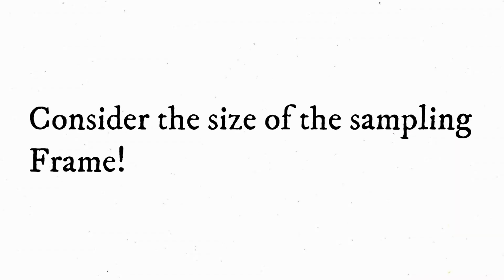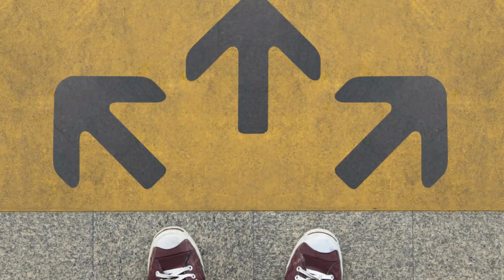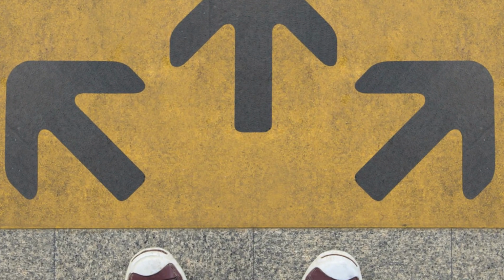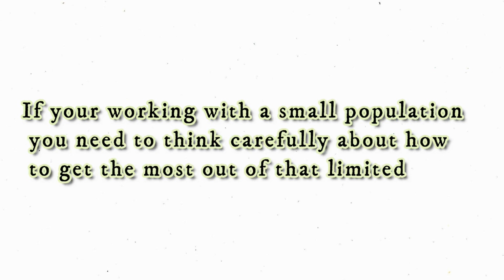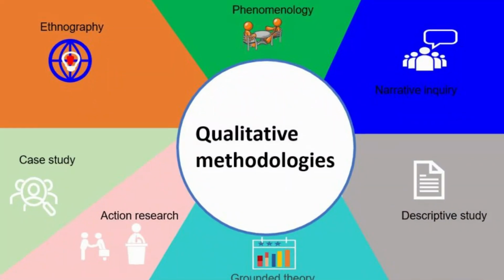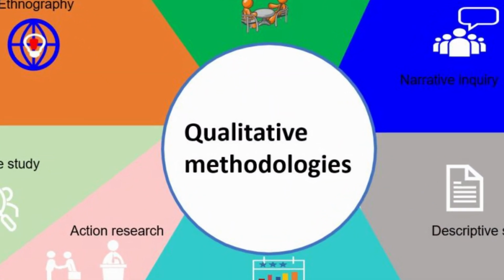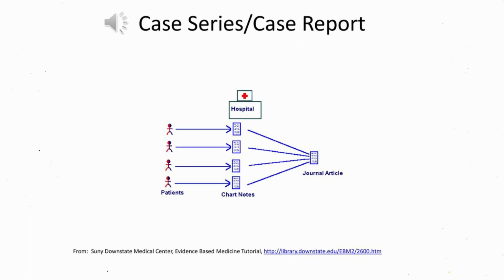Step 5. Consider the size of the sampling frame. Alright, let's dive into something really important. The size of your study population. This can have a big impact on what kind of study design you choose. If you're working with a small population, you need to think carefully about how to get the most out of that limited group. For instance, if you only have a small number of participants available, designs that work well for small sample sizes like qualitative studies, case-based study designs could be your best bet.